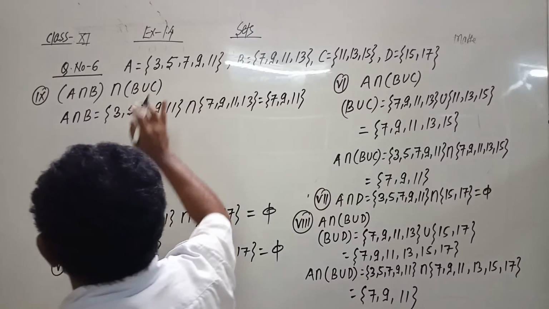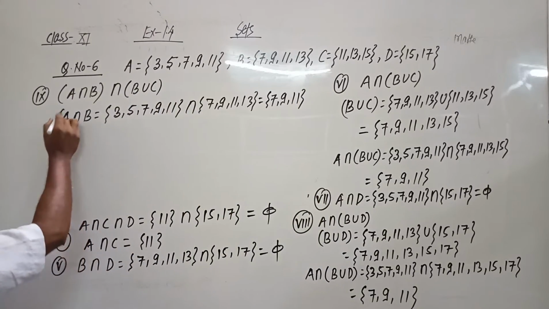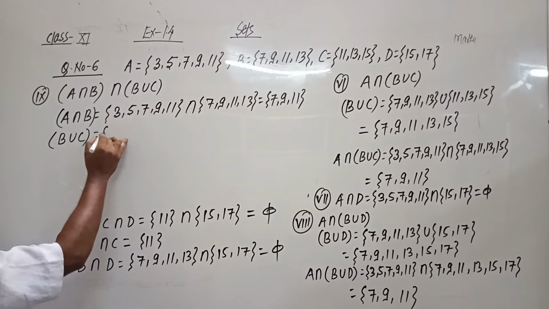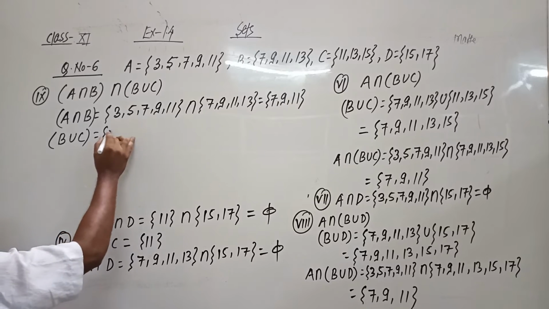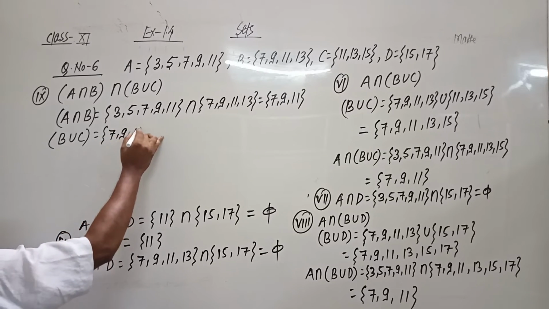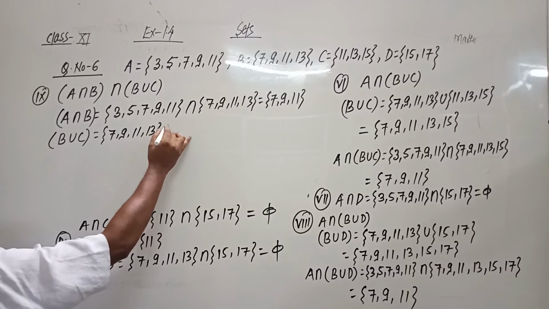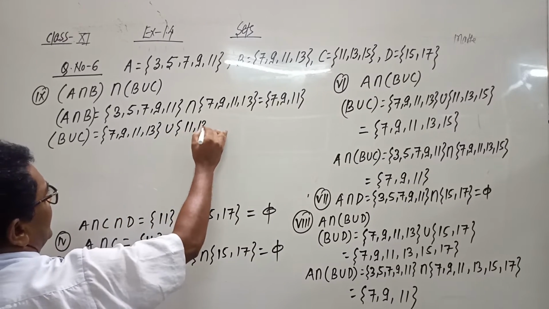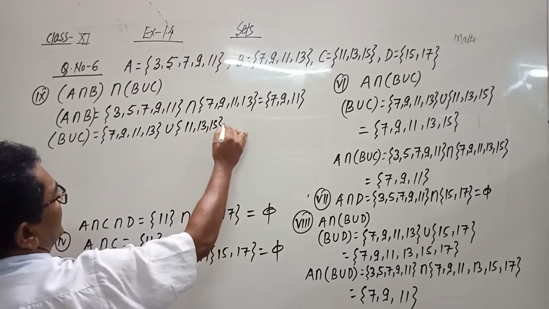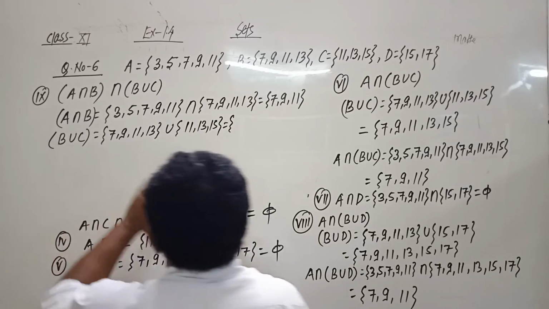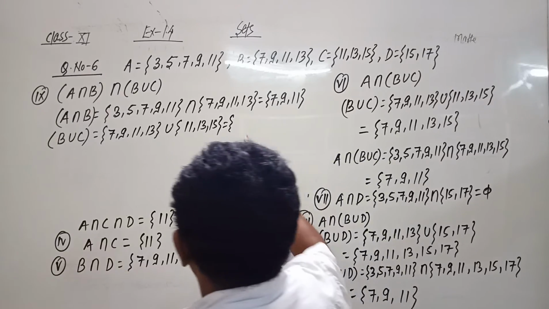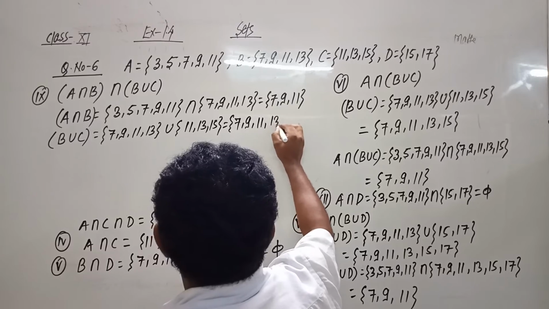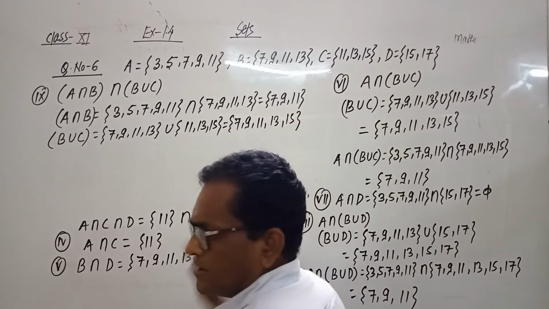Then we calculate this bracket. We will find B union C. Set B is 7, 9, 11, 13. Union C. C is 11, 13 and 15. Then combine both the sets. So 7, 9, 11, 13 and 15.